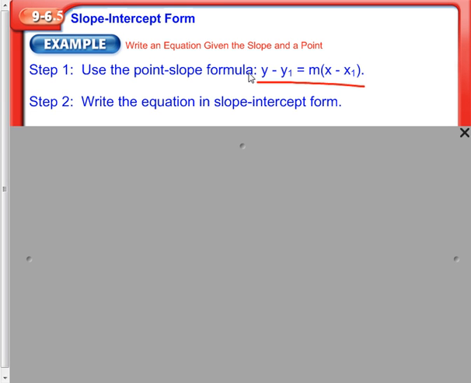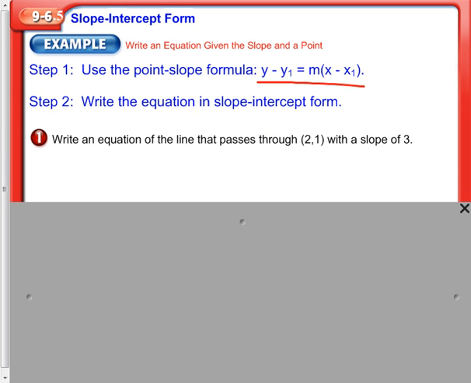I'm going to show you how you can use the slope-intercept form of the equation to solve these type of problems, and then the second video will be all the same examples, but they're going to be showing you how to use the point-slope form of a line. So step 2, we're going to then write the equation in slope-intercept form.